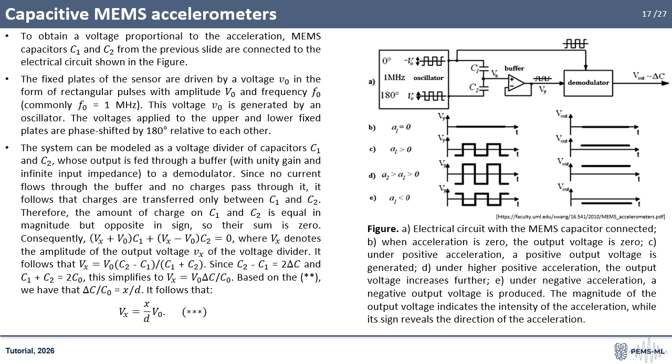To obtain a voltage proportional to acceleration, the MEMS capacitors from the previous slide are connected to the electrical circuit, as shown in the figure. The fixed plates are driven by rectangular pulses from an oscillator, with the upper and lower plates 180 degrees out of phase. The system acts as a capacitor voltage divider, whose output passes through a high impedance buffer to a demodulator. The output voltage, in the form of pulses, has an amplitude proportional to acceleration and a phase indicating its direction. Therefore, a phase-sensitive demodulator is needed.